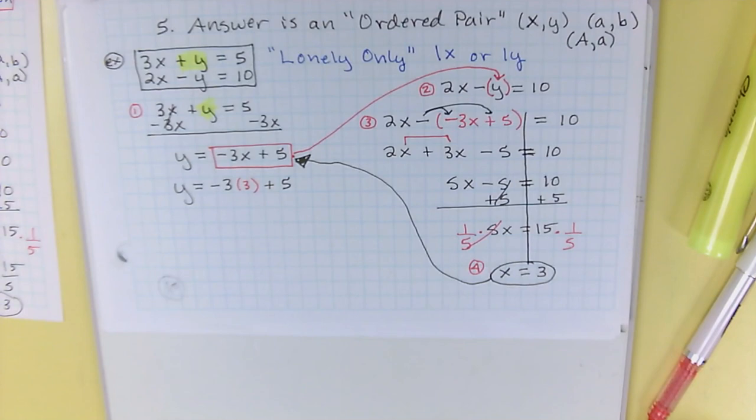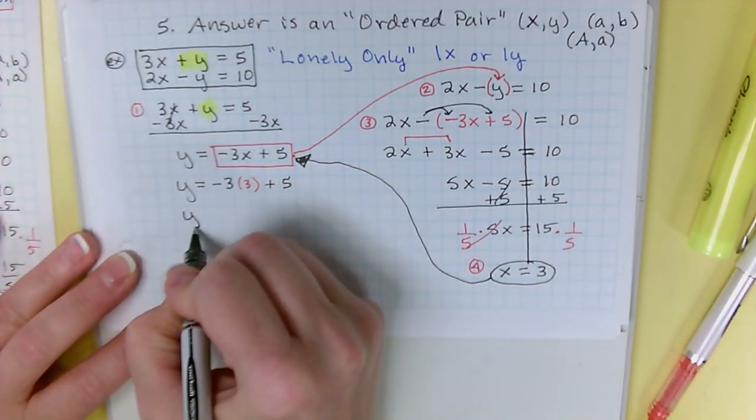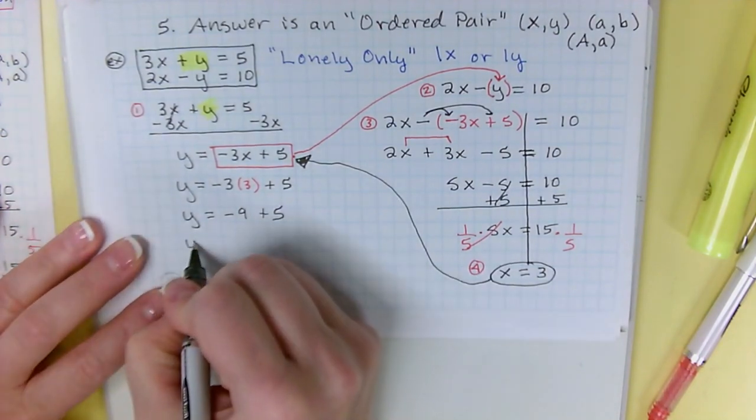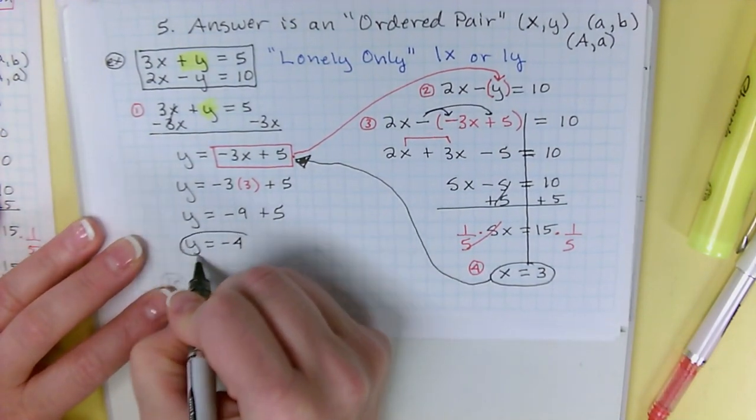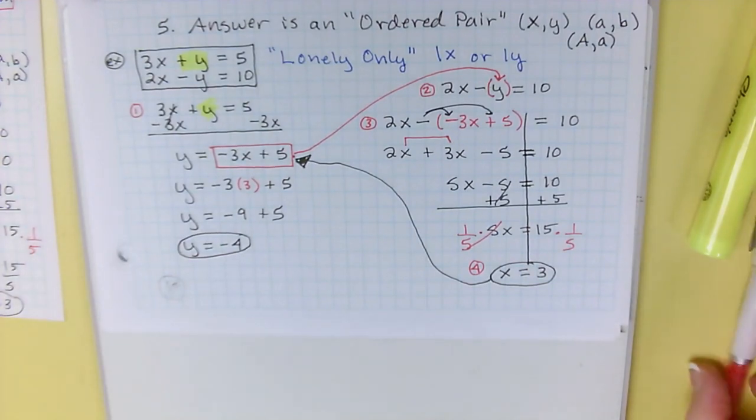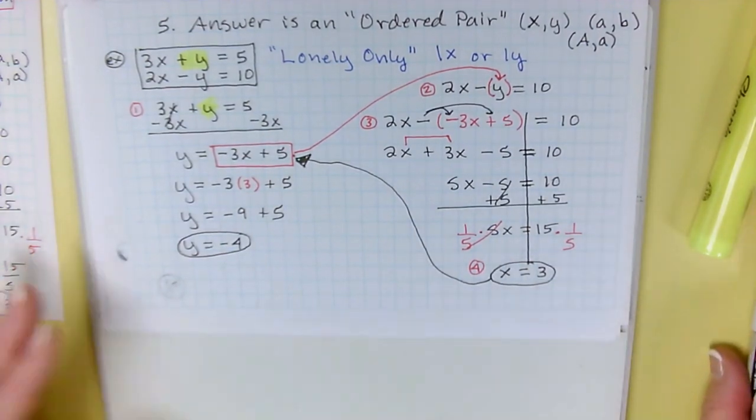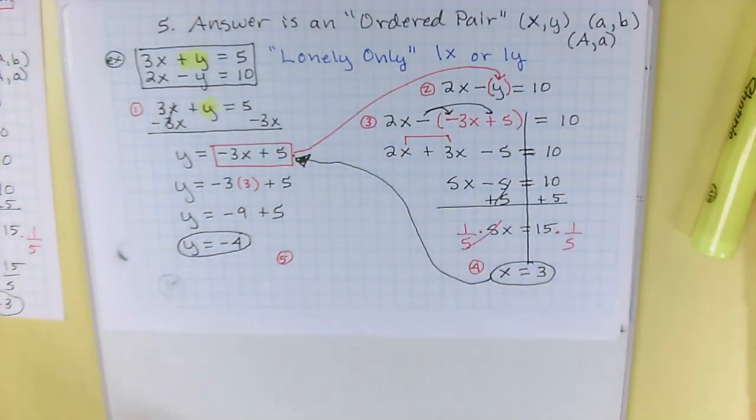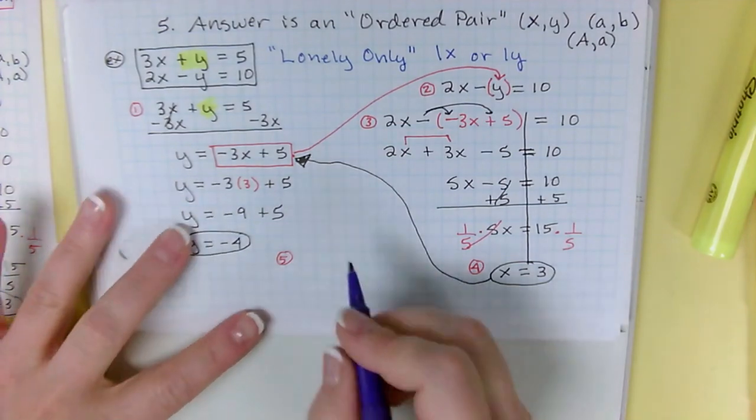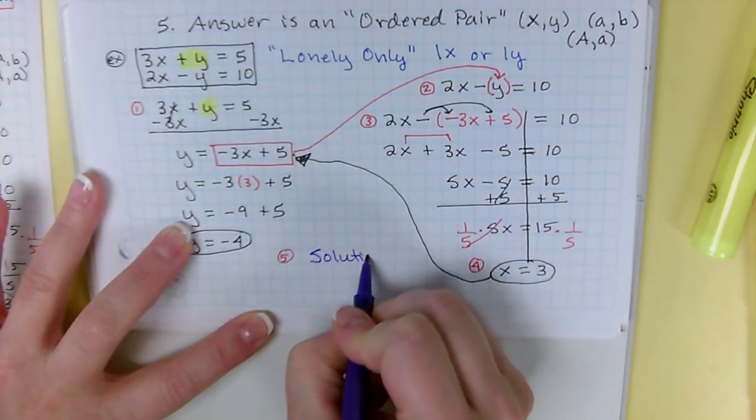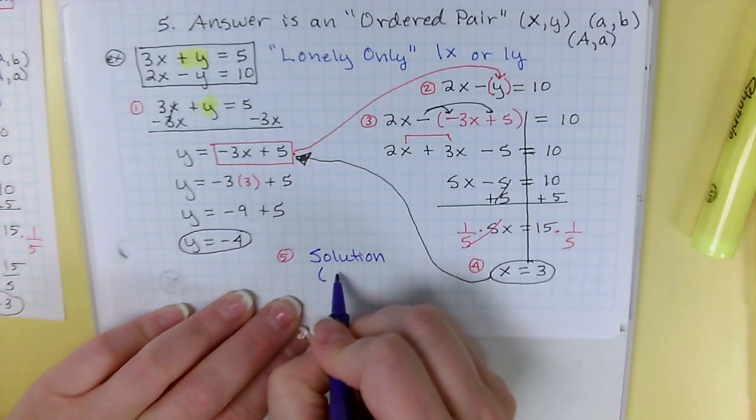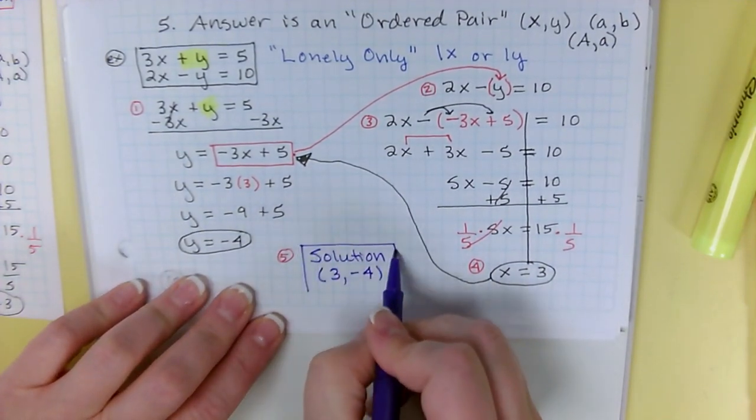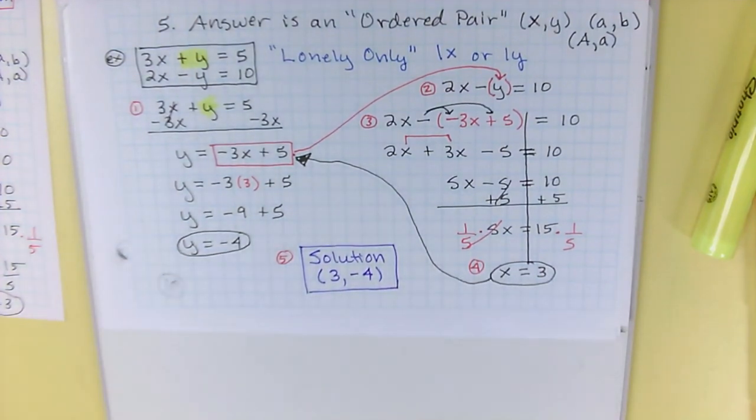And then you're basically just simplifying the right-hand side. Negative 3 times 3 is negative 9. Negative 9 plus 5 is a negative 4. And we have solved for our second variable. Okay, so the last step in the process is to write your solution as an ordered pair. So the solution is 3 for the x, negative 4 for the y. And with this much math, it's a good idea to put a box around your solution.